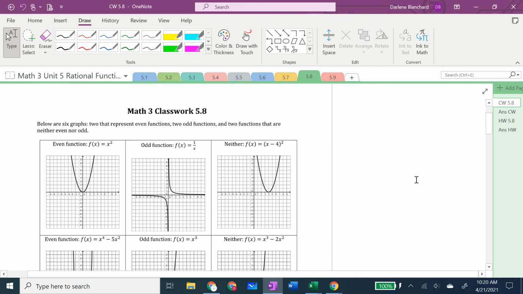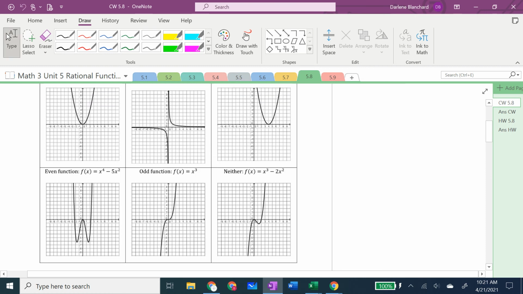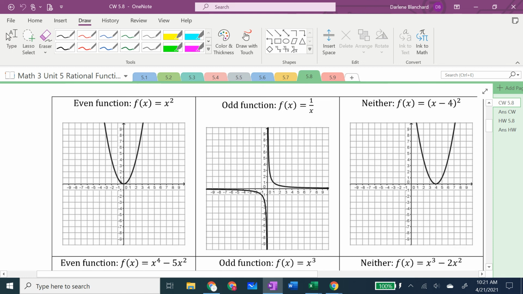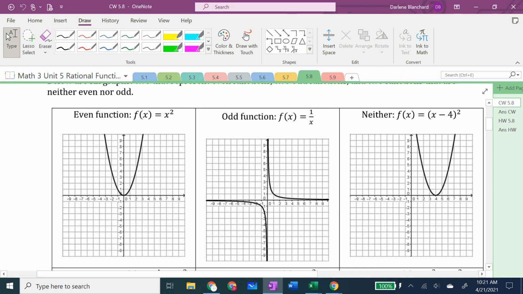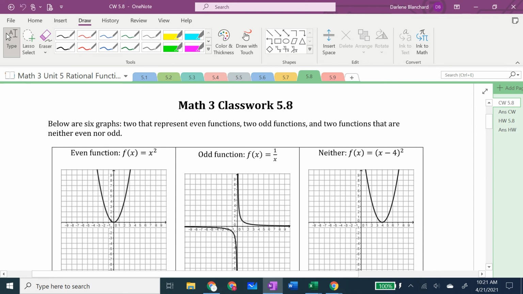Yeah, so what we are doing today is we are looking at various functions, not just rational functions, not just polynomials, a wide variety of functions. And we're learning about two special types of symmetry that don't always occur. And that is every function is either even, odd, or neither.